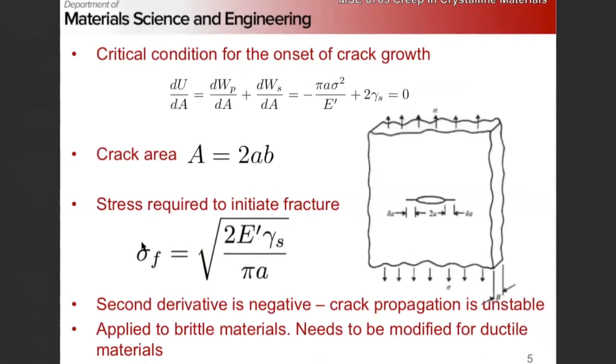So if our crack area is 2b, this is our crack area, this is our critical condition, we solve for stress, and this is essentially the stress required to initiate fracture. So it depends on the modulus, the stored energy, the specific surface, and the geometry, the size of our crack.